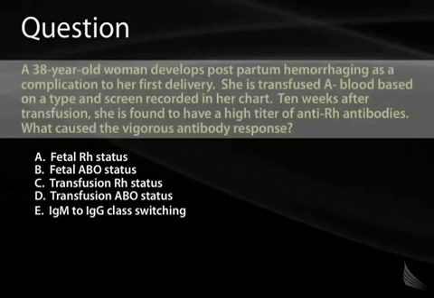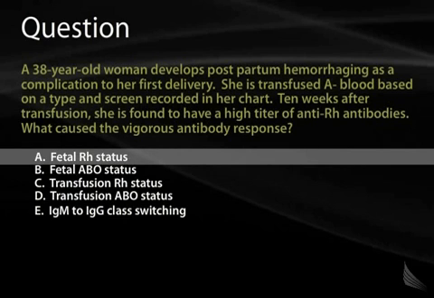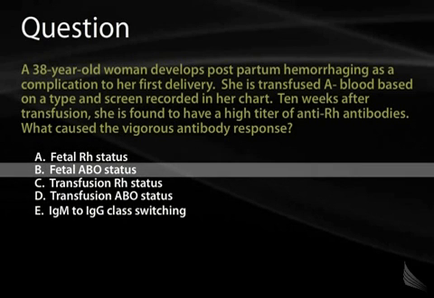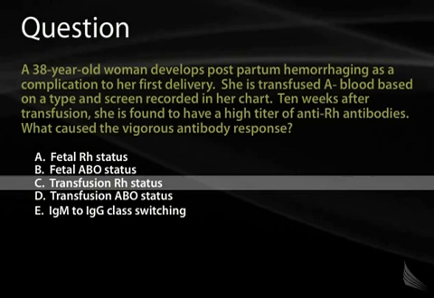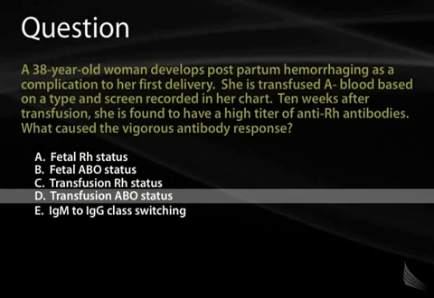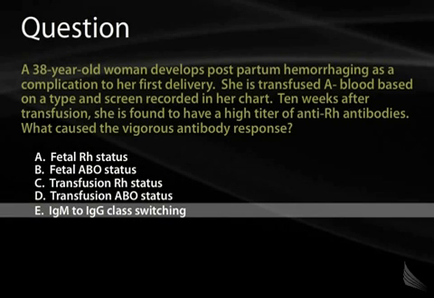Another question, a 38-year-old woman develops postpartum hemorrhaging as a complication to her first delivery. She is transfused A negative blood based on a type and screen recorded in her chart. 10 weeks after transfusion, she is found to have a high titer of anti-Rh antibodies. What caused the vigorous antibody response? Is it A, fetal Rh status, B, fetal ABO status, C, transfusion Rh status, D, transfusion ABO status, or E, IgM to IgG class switching?